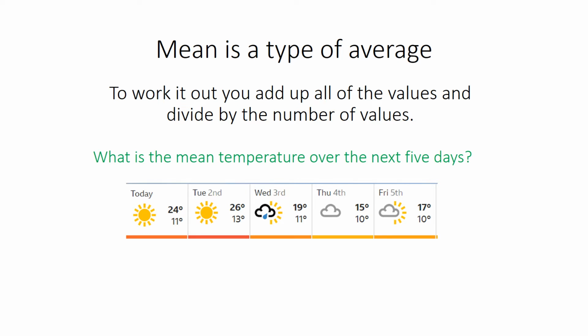So if we're to look again at the weather, we're going to try and work out the mean temperature over the next 5 days. So you can see I'm using the maximum temperature for this. So we've got 24 degrees, 26 degrees, 19 degrees, 15 degrees and 17 degrees. So I'm going to add all of those up, which gives me 101, and then divide by 5 because that is the number of days, and that gives me 20.2 degrees. And always just have a think, does my answer seem sensible? And yes, it does, because it's right kind of in the middle of all of those numbers.